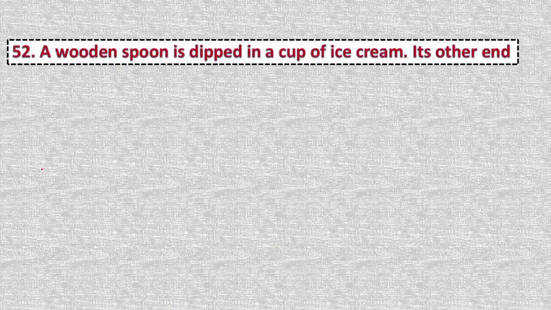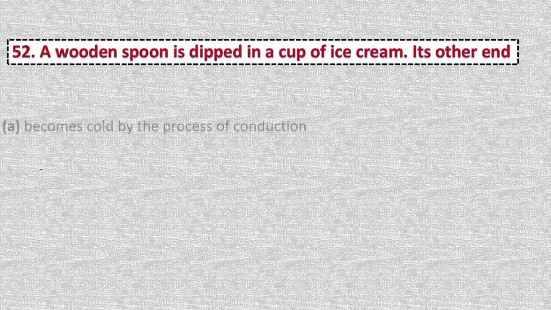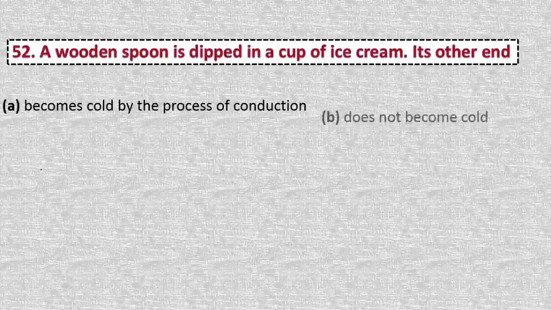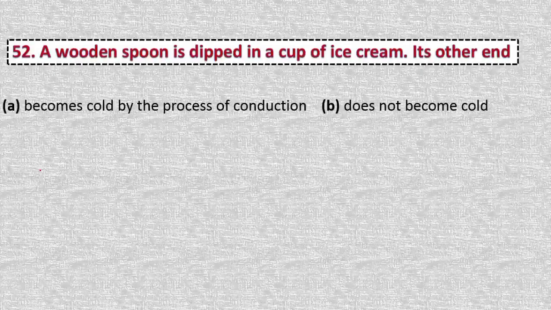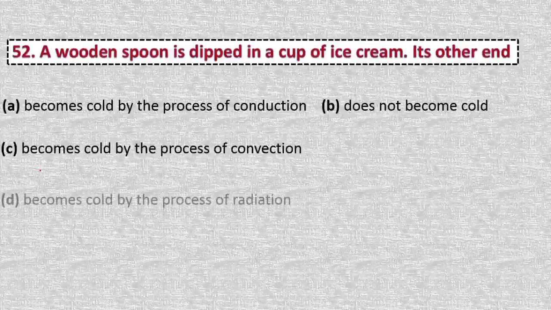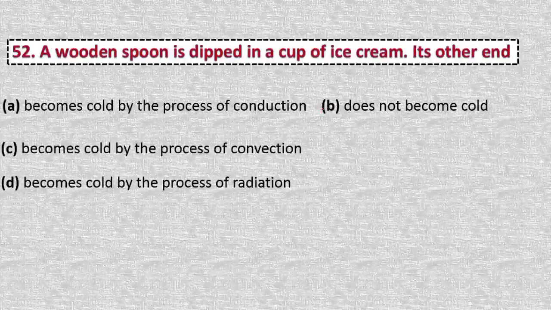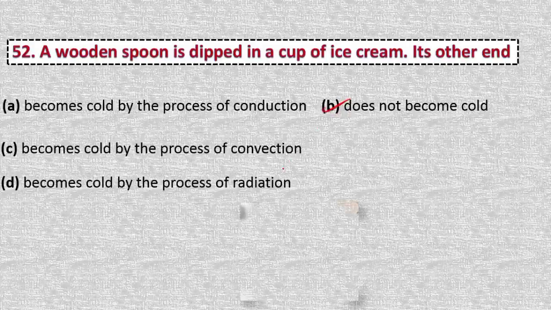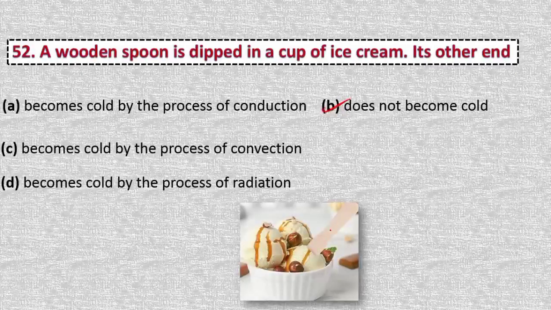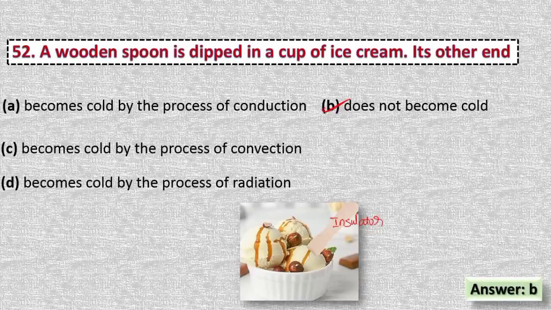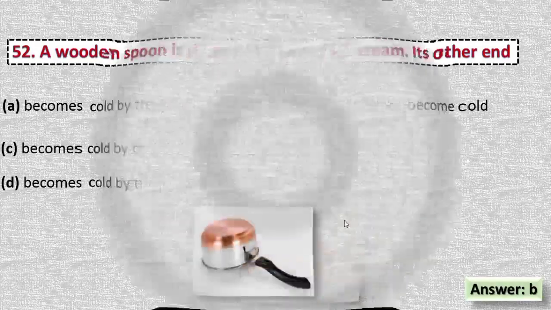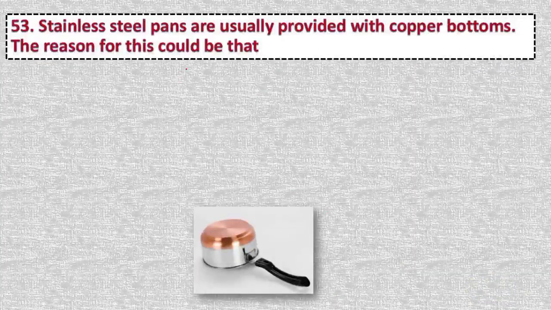A wooden spoon is dipped in a cup of ice cream. As it is made of wood, it is an insulator. The answer for this question is that the other end of the wooden spoon does not become cold, because wood is an insulator, that is, a poor conductor of heat. It will not allow the coldness to transfer from one end to the other end.